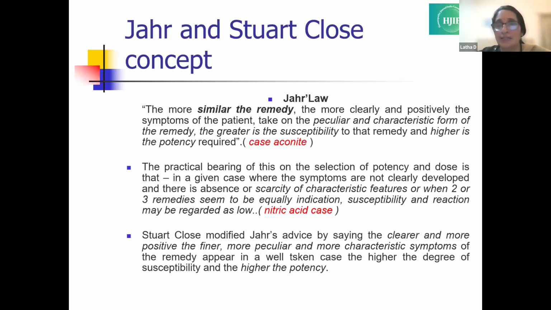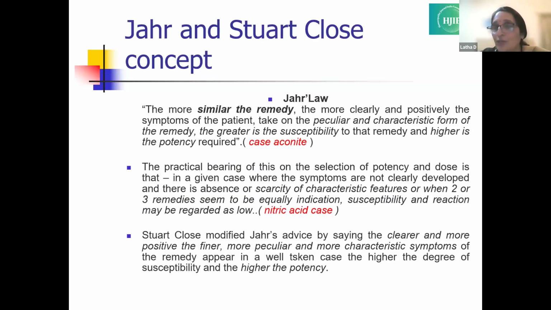Now, let us also understand what Jahr had to say. He says when the symptoms are very clear, positive, and you get very peculiar symptoms, it means the higher potencies are required. He also says that when symptoms are not very clear or there is an advancing pathology, please consider lower potencies. Stuart Close modified it by saying that you need clearer, positive, finer. It was just his language to say that the more peculiar, more characteristic the symptoms in a well taken case, the higher the degree of susceptibility and the higher the potency.